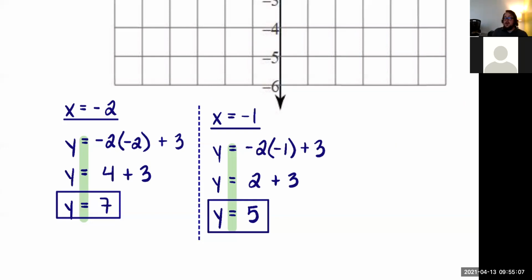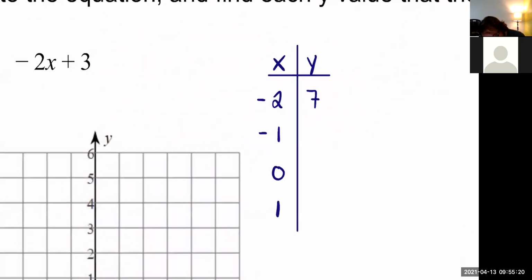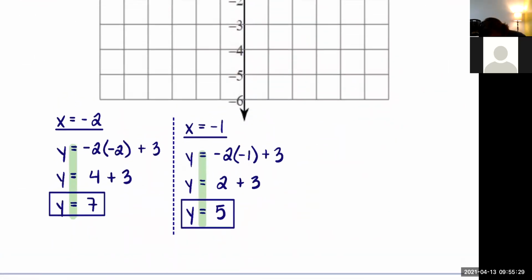So again, still the same equation. When you change what you put into it, you change what you get out of it. So when I plug in a -1 for x, I get a 5 in return for the y. And again, just so I keep track of it, slide back to my table here real quick. Pair the 5 with the -1. And then prepare myself to go again.